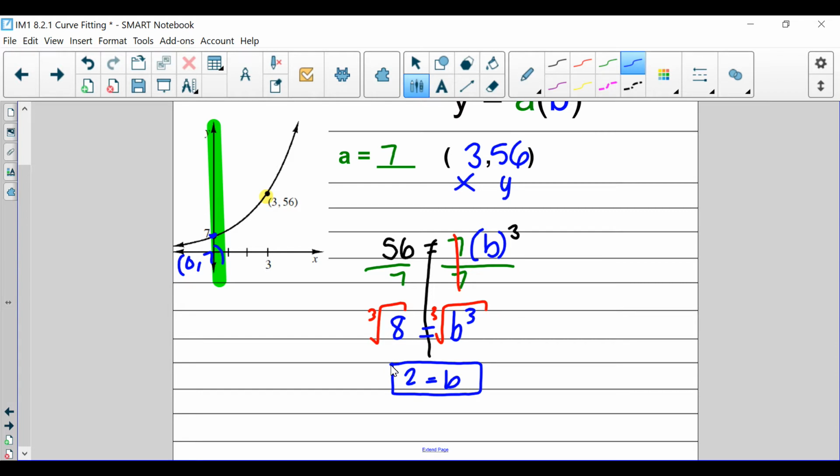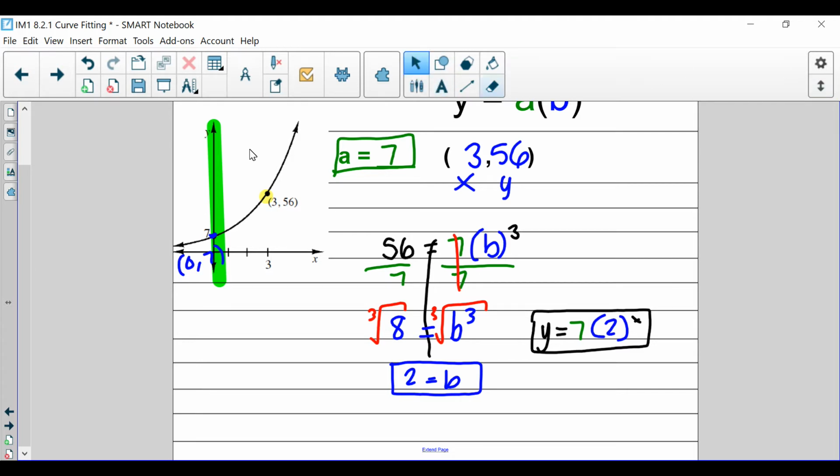Woohoo! We've got everything we need to solve and write down our generalized equation. So remember, our generalized equation is y is equal to, what is our a value? Our a value is 7. And our b value is 2. And we're going to raise that to the x power. So this is our generalized equation. Because we knew the y-intercept, this problem was not too difficult to solve.